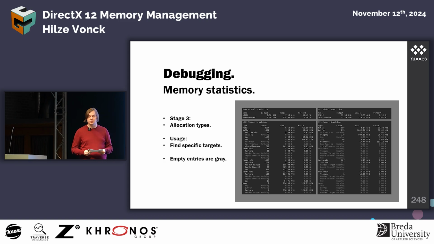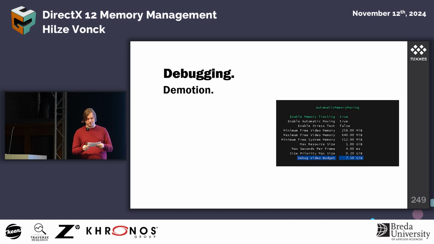One thing that is interesting that I would like to highlight here is that we mark unused entries with a darker gray. This makes it much easier to know where the memory is actually located. Previous versions of this debugging interface did not have this, which resulted in a lot of wasted time looking for valid entries. Next up, the demotion system.